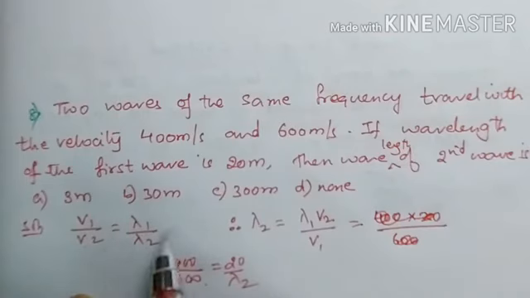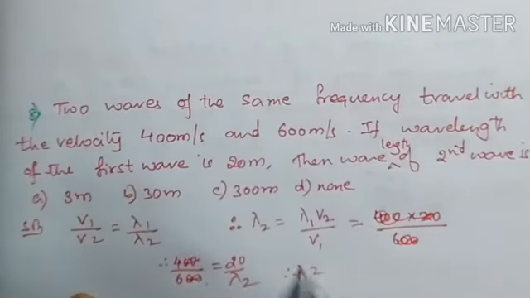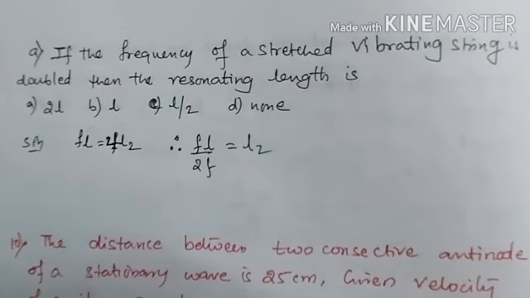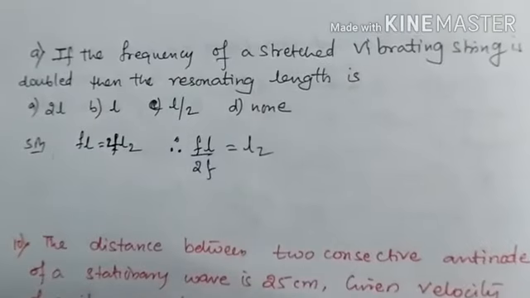The relationship between the velocity and the wavelength is given by V1 by V2 is equal to lambda 1 by lambda 2. So therefore lambda 2 is equal to, now you should know that cross multiplication takes place, 20 into 6 divided by 4. 4 5s are 20, so we get 6 5s are 30. The unit should be what? 30 meters.